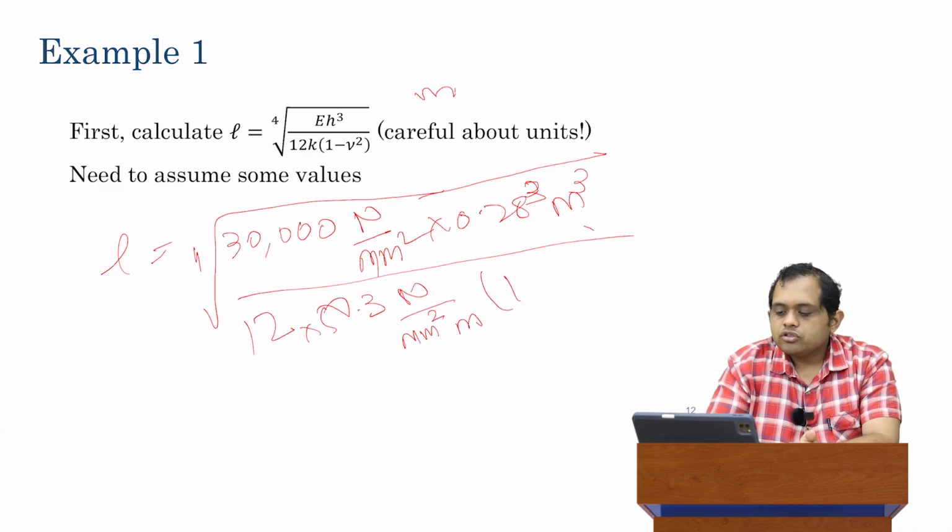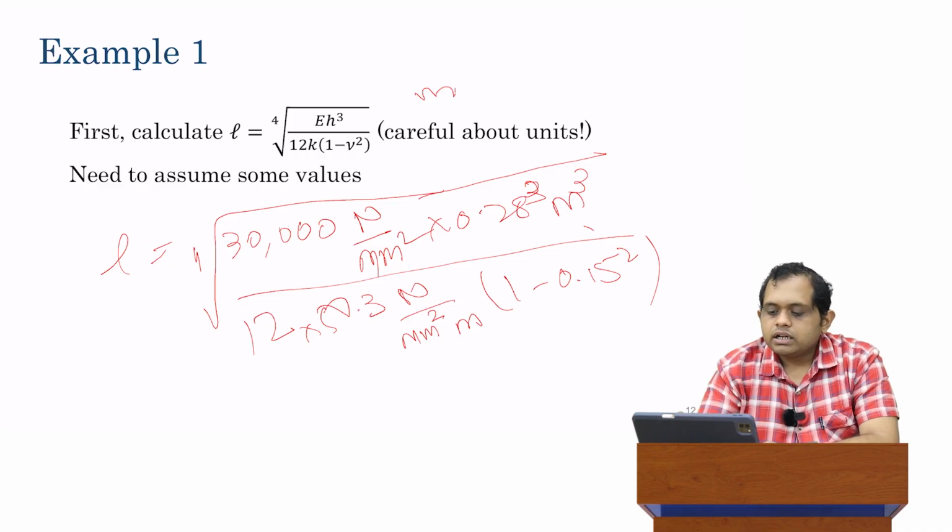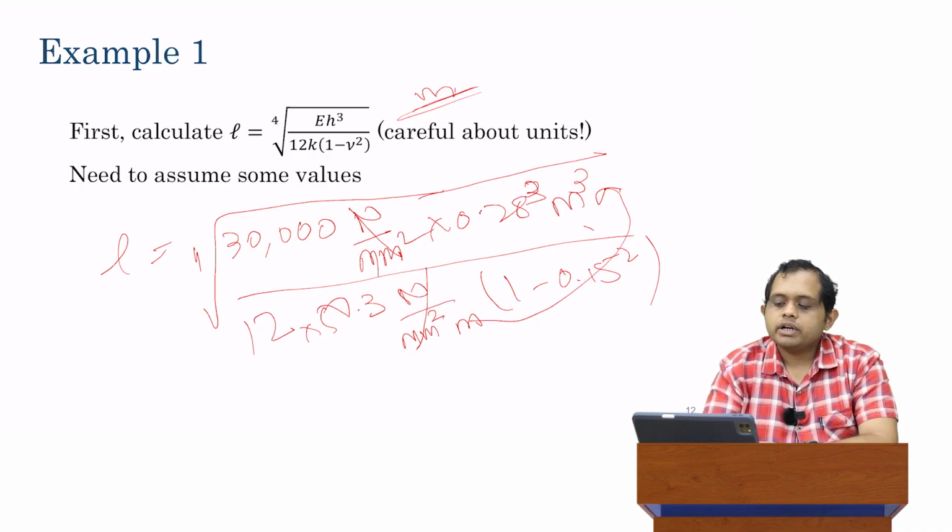Nu fortunately doesn't have any units. Nu is going to be 1 minus, and we're not given a value, so we use a typical value, 0.15 squared. We can do the calculations with the numbers. That's not a big deal. Let's just be very careful of the units. Again, the answer has to be in meters. Newton per mm square in the numerator and Newton per mm square in the denominator both cancel out. The meter, which is in the denominator of the denominator, will go up to the numerator. So finally, we're going to get this in meter power 4, but we take a 4th root.